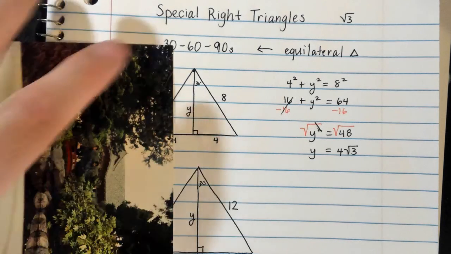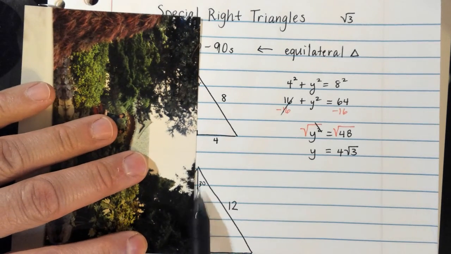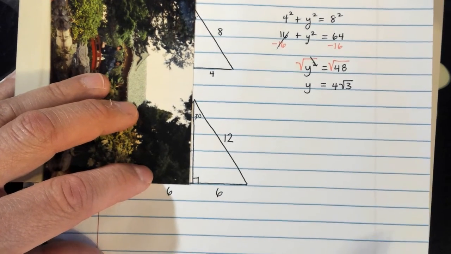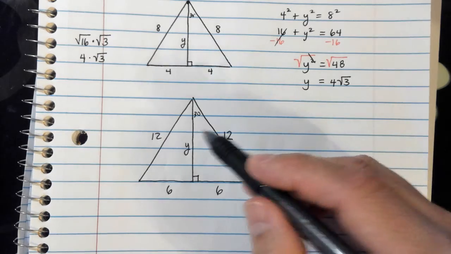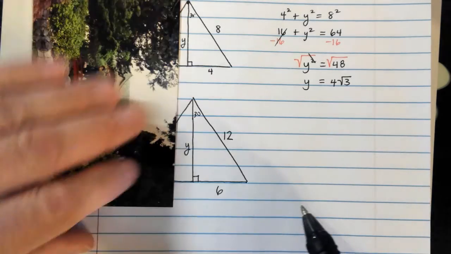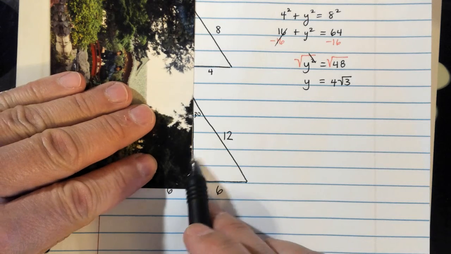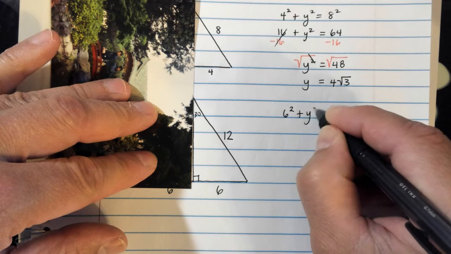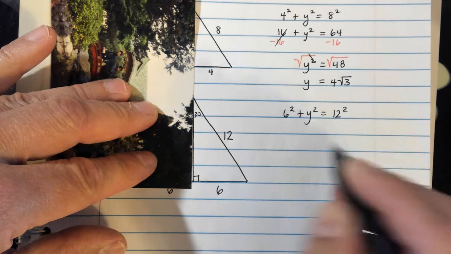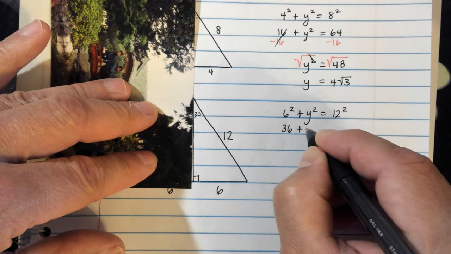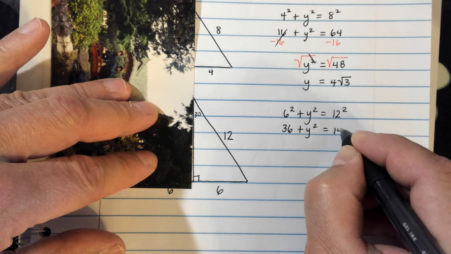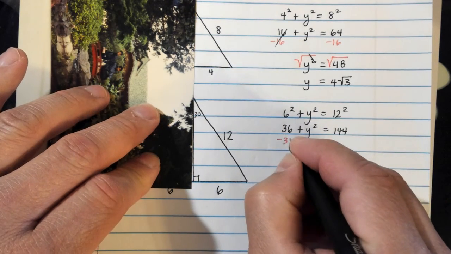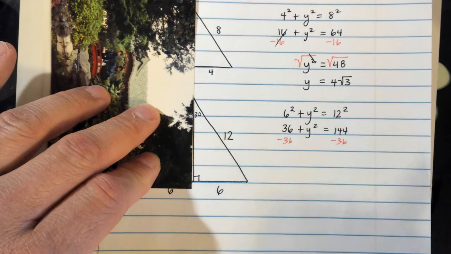And then I'm going to cover up half of that because I'm only concerned with the 30, 60, 90 triangle. Okay, keep that covered up. 6 squared plus y squared equals 12 squared. That's 36. That's 144. Subtract 36 on both sides.